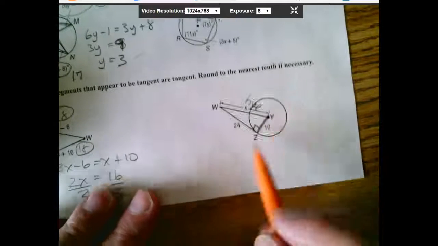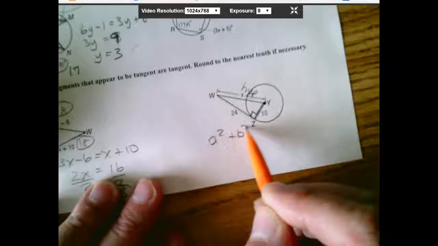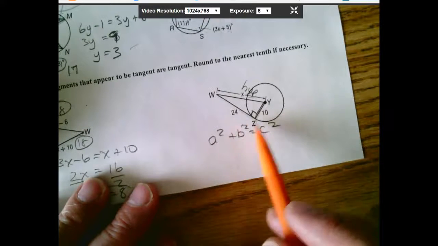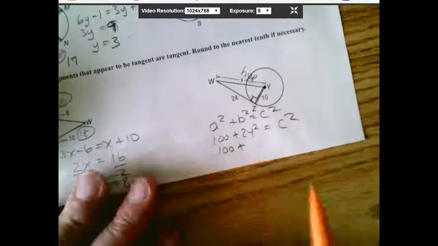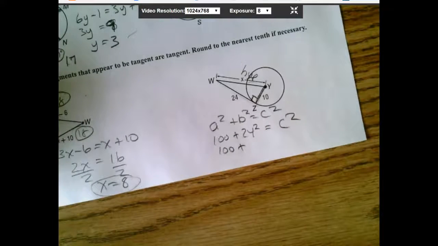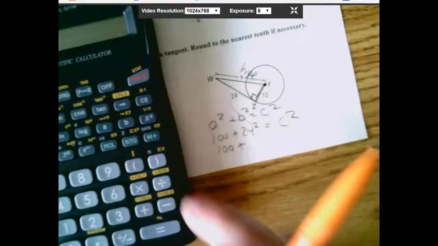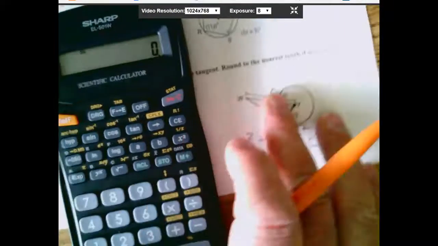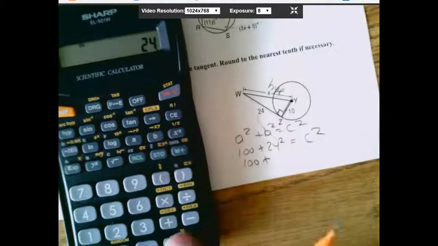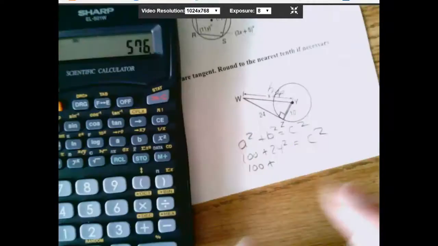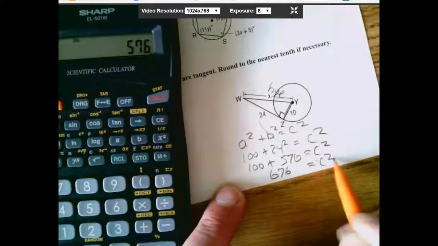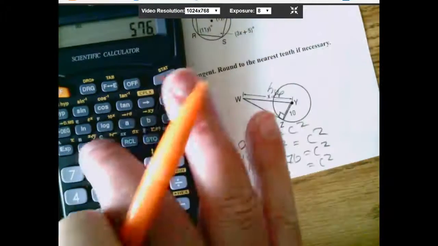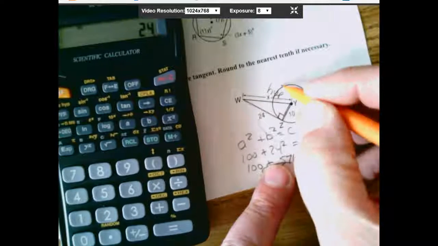So we would just use the Pythagorean theorem: a squared plus b squared equals c squared. A squared, we'll just make it 10, so that's 100, plus 24 squared. I won't do that one yet. And then c squared, we don't know what it is. So it'll be 100 plus, let's do 24 squared. Grab my calculator. So we got 24 times 24, 576. Equals c squared. We'd have 676 equals c squared. We'd do the square root, 24. So then that means this is 24.